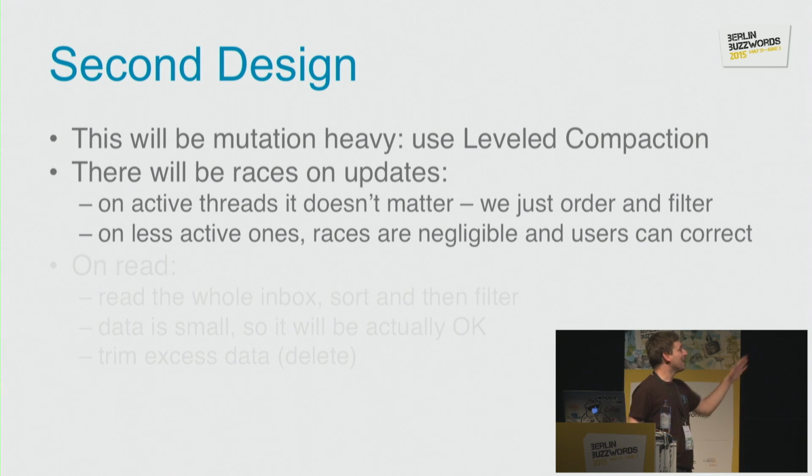Sorry. So we knew that there will be race conditions on updates, but that's what I meant by not being exact. On active threads, it doesn't matter. We just order and filter. So if 2 threads are competing for the top position, or the last message ID is not actually the last message ID, but the one before, it doesn't matter because we can still serve relevant content. And on less active ones, races will be negligible, and users will correct it effectively.